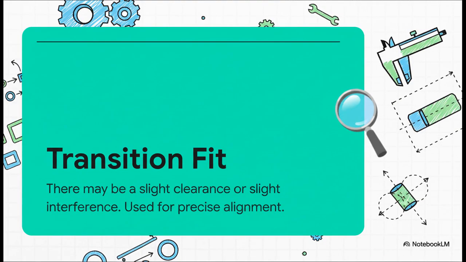Next up is the transition fit, which is kind of like a balancing act. The size ranges for the shaft and the hole actually overlap just a tiny bit. So depending on the final sizes after manufacturing, you might get a really small gap or a little bit of pressure. So why would you do this? It's all about perfect alignment. Think about dowel pins that you use to locate 2 pieces of a machine jig. You don't want them loose, but you also don't need them locked in forever. Their one job is precision positioning.